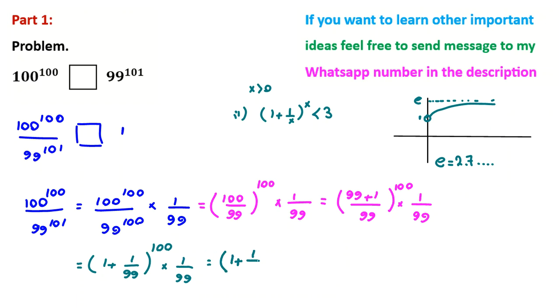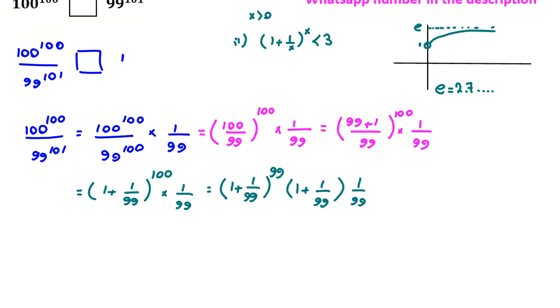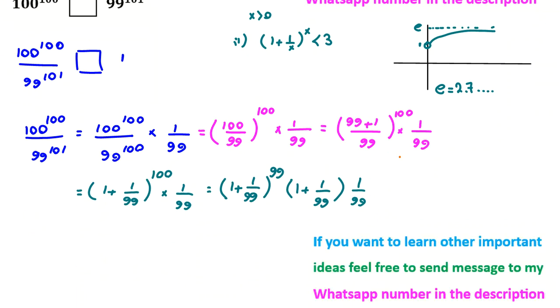I can say it is equal to 1 plus 1 over 99, to the power of 99, times 1 plus 1 over 99, times 1 over 99, because of this. Now we want to prove that it is less than 1. How can we prove this? Okay, so this one, by idea 1, is less than 3. 3 times this one is 100 over 99 times 1 over 99. So it will be what? 300 over 99. If you calculate, obviously it is less than 1.